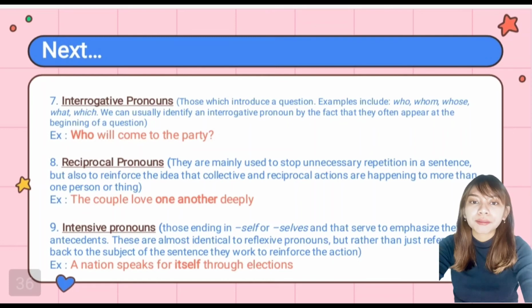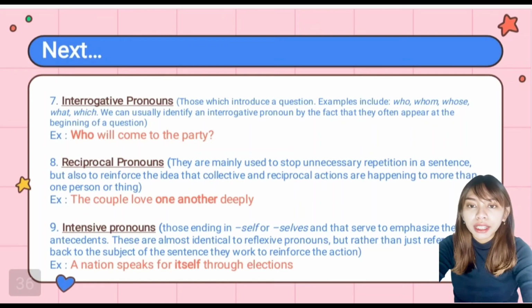Reciprocal pronouns. They are mainly used to stop unnecessary repetition in a sentence, but also to reinforce the idea that collective and reciprocal actions are happening to more than one person or things. So the example is: the couple love one another deeply. Here, one another is the reciprocal pronoun that explains the couple itself.